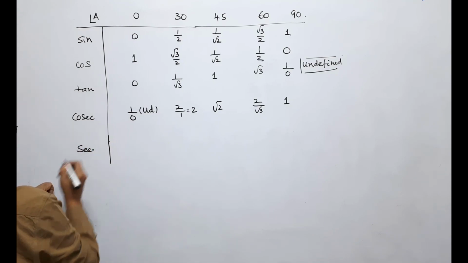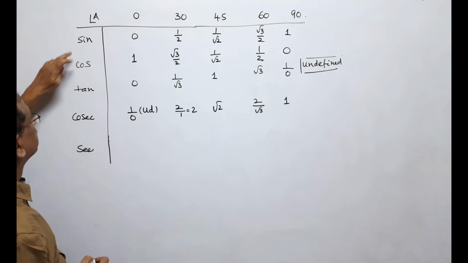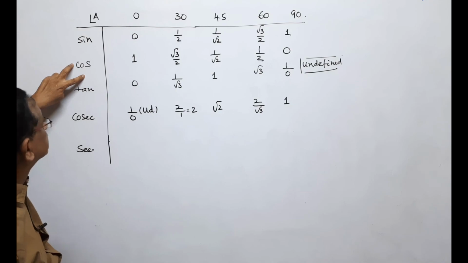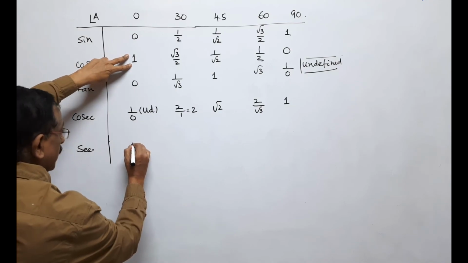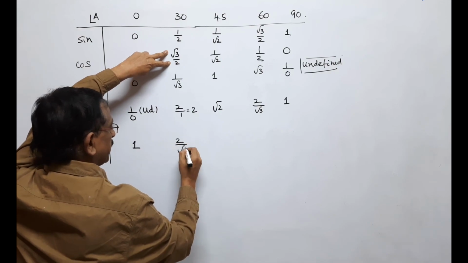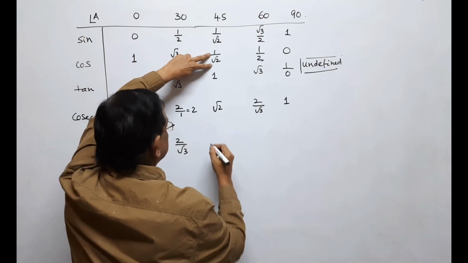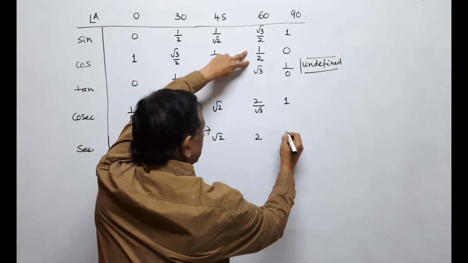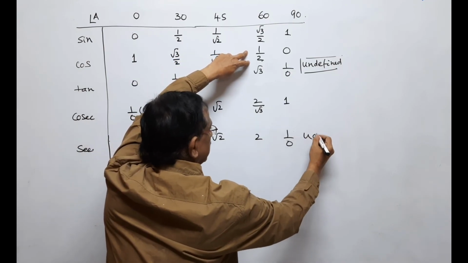Secant will have the same. What is secant here? The reciprocal of cos is secant. So 1 by 1, which is 1. 1 by root 3 by 2 becomes 2 by root 3. This is root 2 by 1. And this is 1 by 1 by 2, which is 2. And 1 by 0, which is undefined.